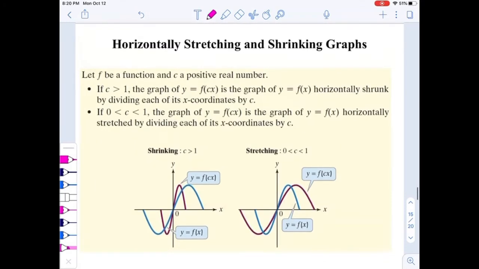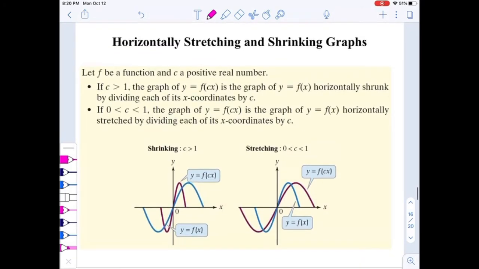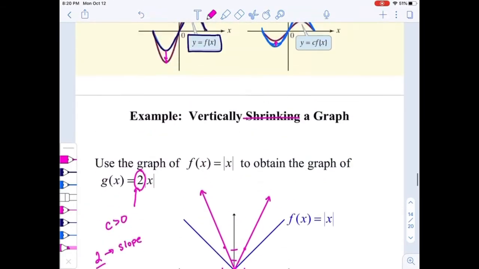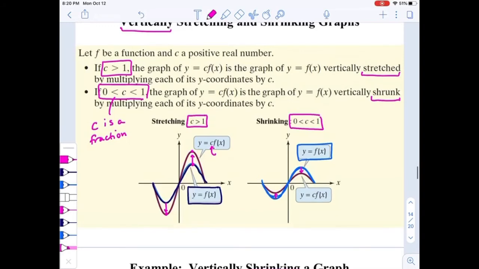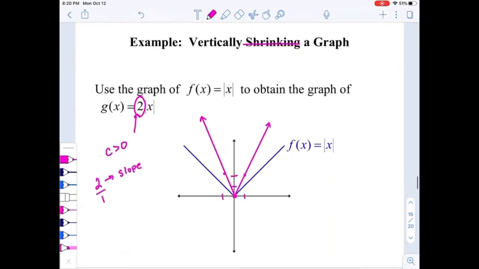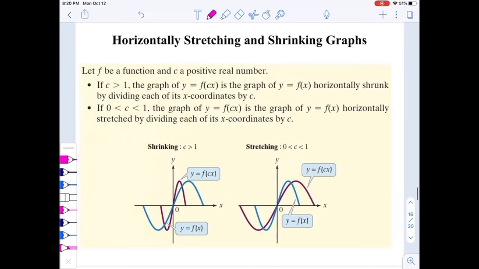So the other piece is what happens when we horizontally stretch or shrink. Before, with our vertical stretches and shrinks, we were talking about what's happening up and down. So again, this is a vertical stretch, and vertical was up and down. Our horizontal is going to have it stretch and shrink inside, right?